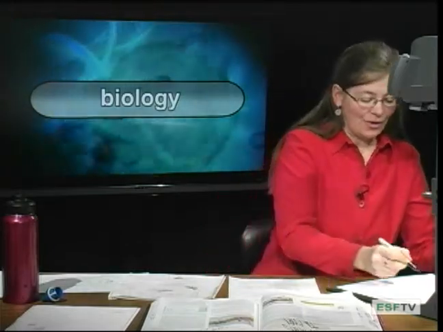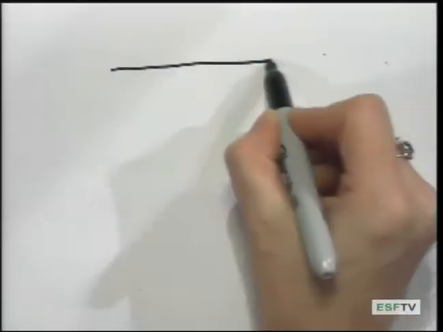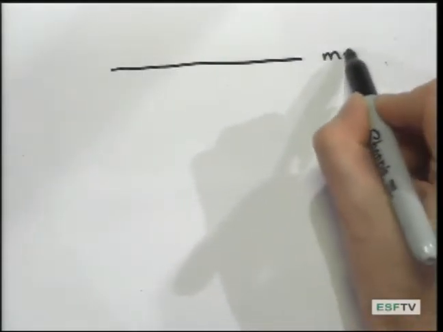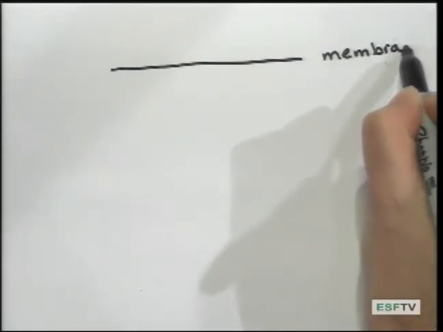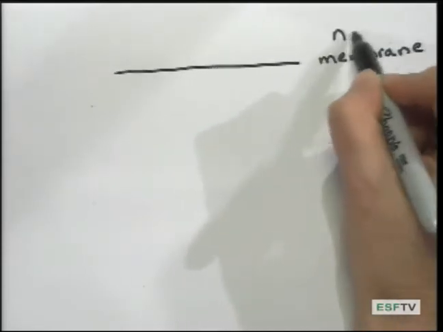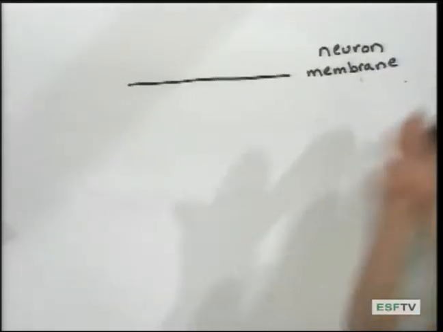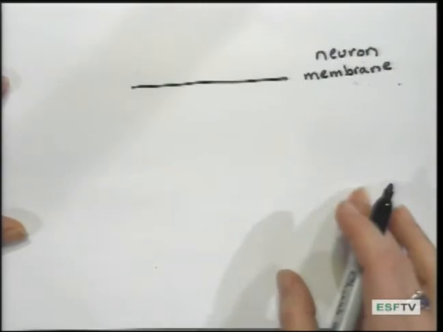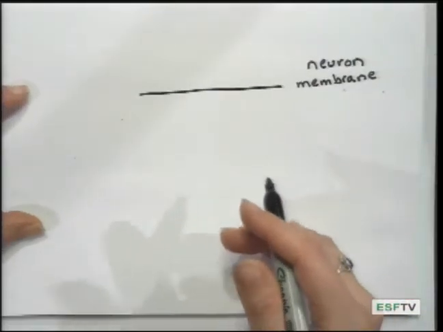Welcome. We're going to do a little more detail on the nervous system today. We're going to go all the way down into the cell and look at what's going on and what it takes in order to get a nervous transmission going through the nervous system. So here we have the membrane. This is the neuron membrane, and it's separating the inside from the outside.